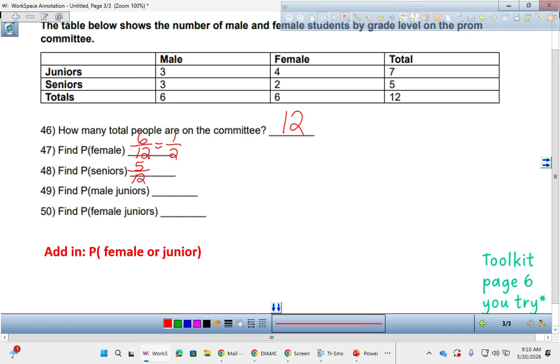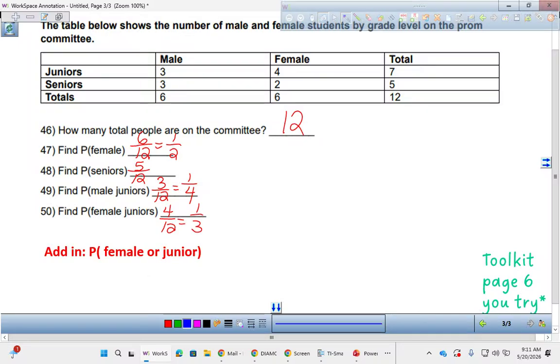All right, how many are males and juniors at the same time? The male juniors. 3. That category meets at 3. So this is 3 out of 12, which you should reduce to 1/4. Of those 12 people, how many are female and juniors at the same time? 4. So 4 out of 12, which you should reduce to 1/3.